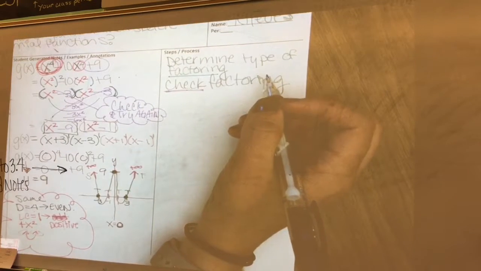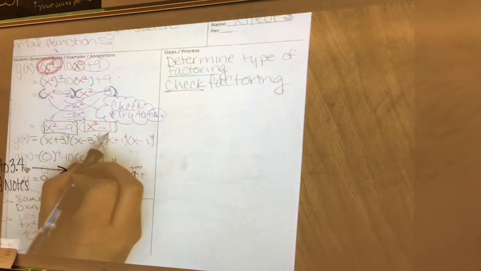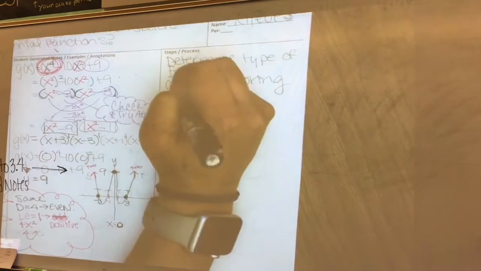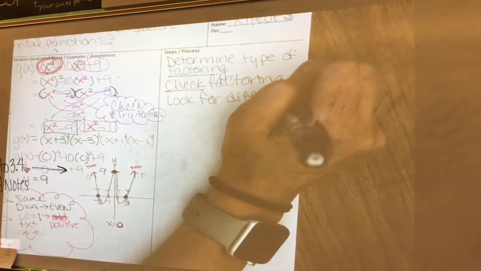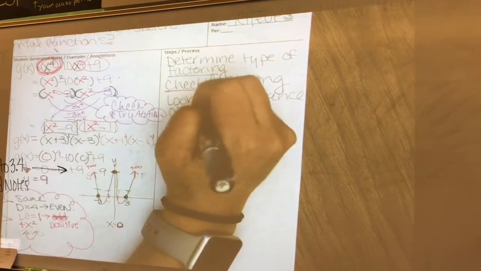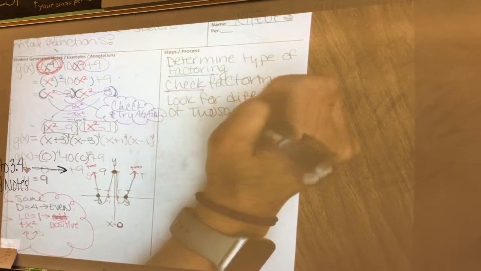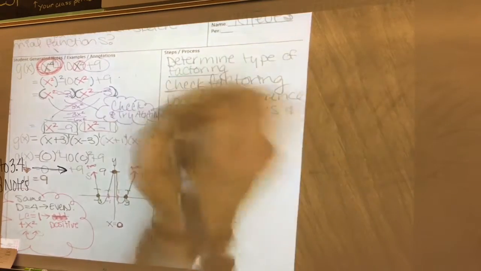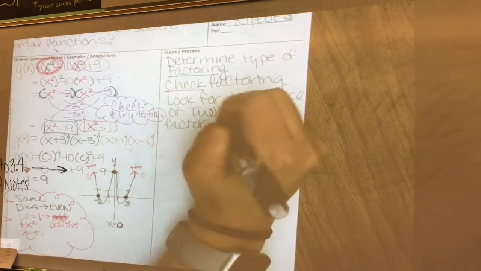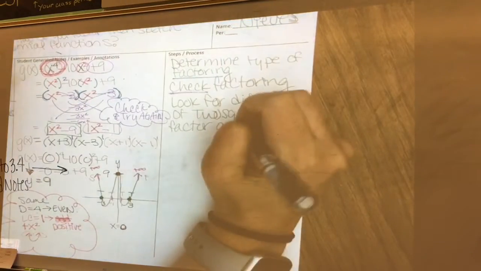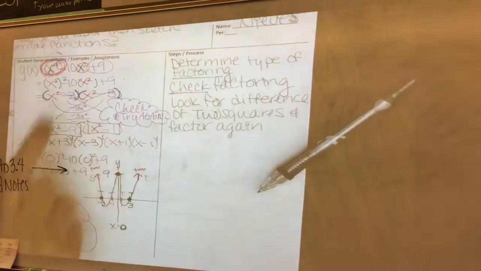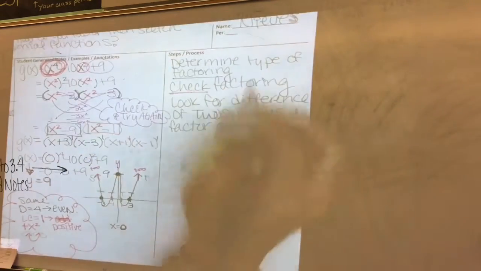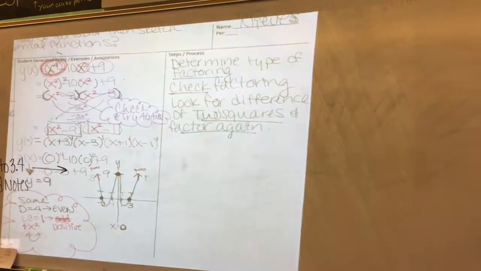Okay, so check factoring. All right, and then I looked for a difference of 2 squares and factor. There's a lot of factoring. Again, yeah, this one had a lot of factoring. I agree. Okay, so I did find it there, and I annotated that one in green. Okay, and I did that one in that like pink color, so.